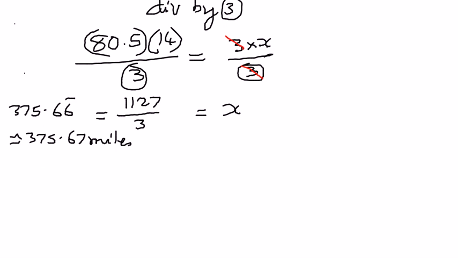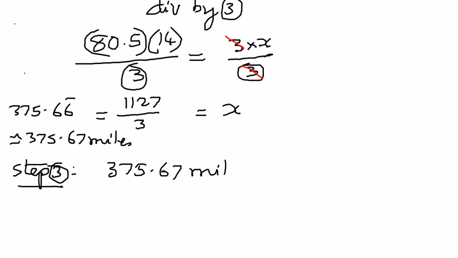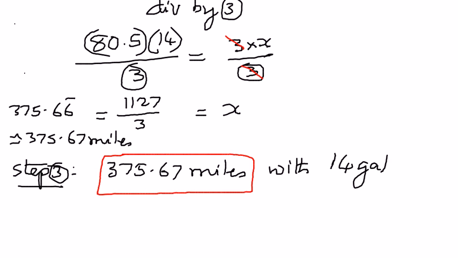So therefore, we can now come back and write step number 3: if we can travel 80.5 miles on 3 gallons of gas, we can travel 375.67 miles with 14 gallons of gas. And that's the way we want to tie it back into the given problem. Our answer is 375.67 miles.